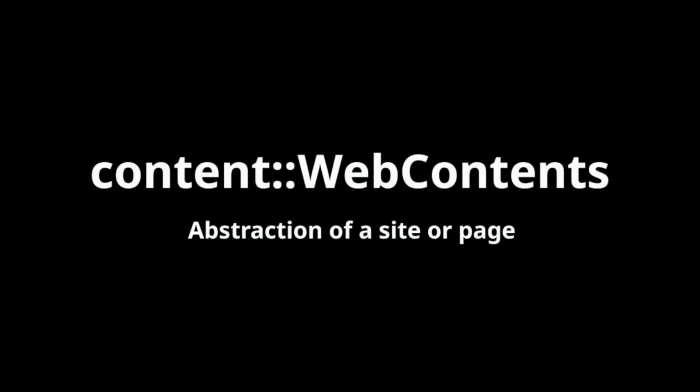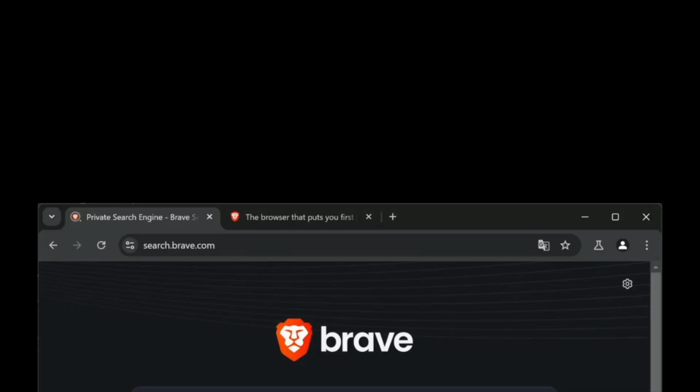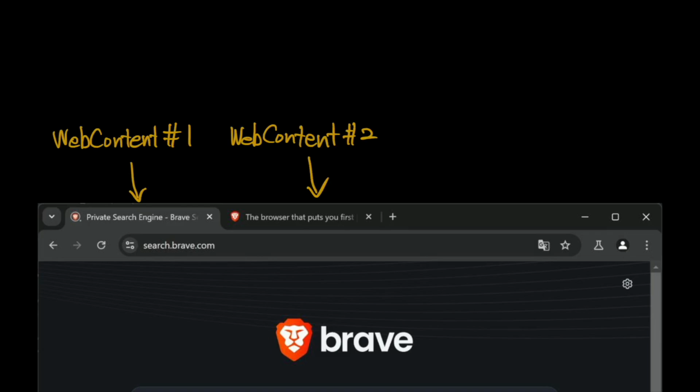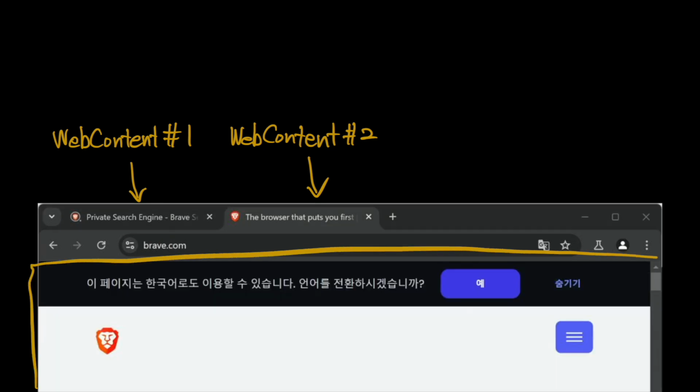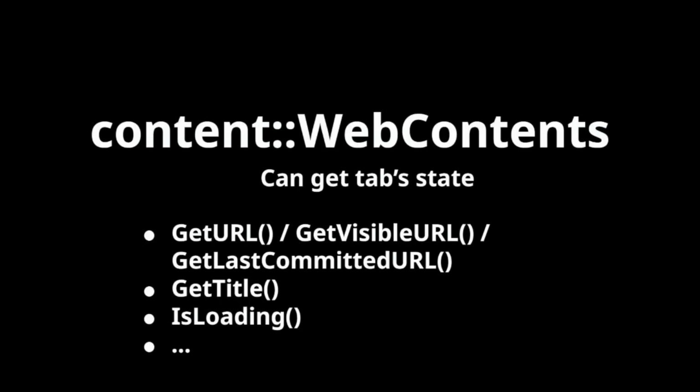Web contents represents a web page. When you have two tabs, you have two web contents instances. And the active web contents is set to the web view. So if you switch the active tab, the web contents bound to the tab will be inserted into the web view. You can get information about the tab through web contents, such as URL and title.